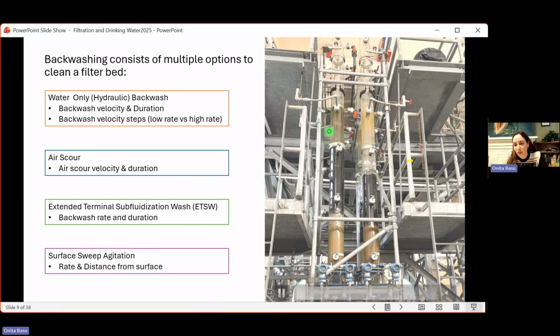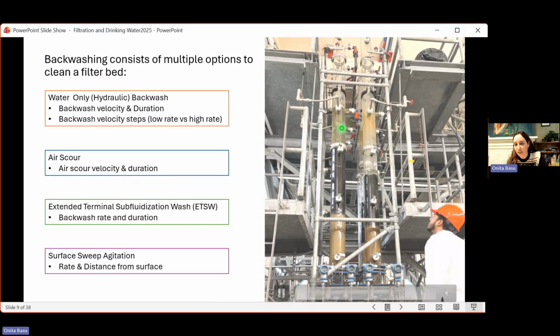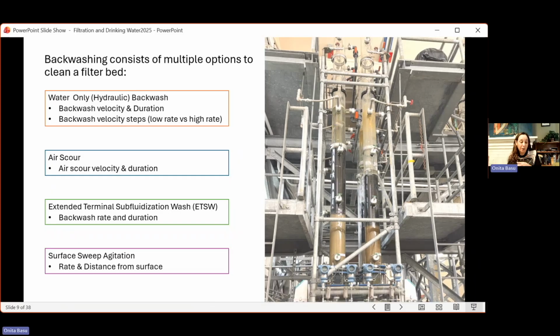And if you look closely, you see it starts to get clean. So we're getting rid of all the dirt that was there on the bed. Okay, so it's kind of cool to see that in action. So you can do that with water. We also have an air scour, which is when you add air to agitate the bed itself. And then that allows for more particulate matter to be removed.